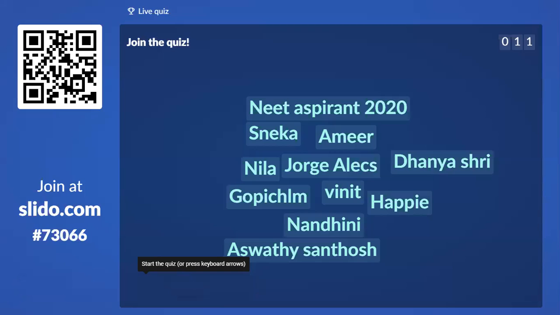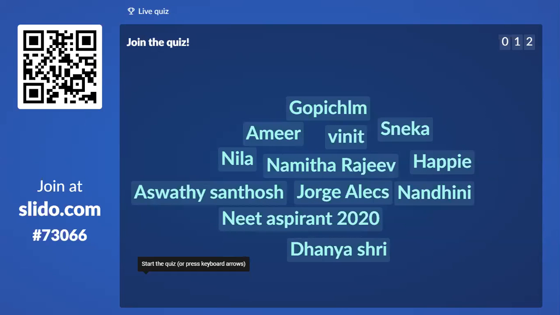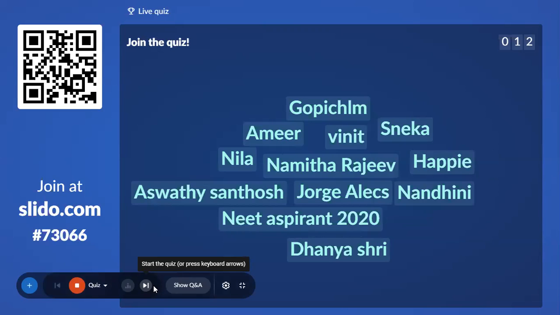And the participants joined: NEET Aspirant 2020, Sneka, Amir, Nila, George Alex, Danyashri, Gopi, Vinit, Happy, Nandini, Ashwati, Santosh. Okay, more guys can participate. There is no limit for participants, but only the top 5 participants will be displayed on the leaderboard. So we need your wholehearted cooperation to continue. Someone more has entered. Namita Rajiv has entered. So moving on and starting the quiz at slido.com, cooperate with us and be a part of this quiz.